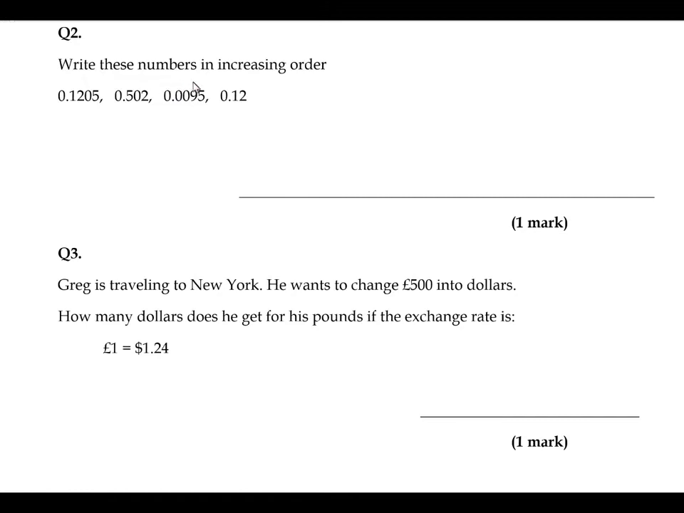Question 2. Write these numbers in increasing order. So the smallest first, so they're all different lengths. This has got 4 digits, 3, 2 and so on. So make them all the same length and now you can compare like with like. So the smallest number I've got is 95. So put this one down first.